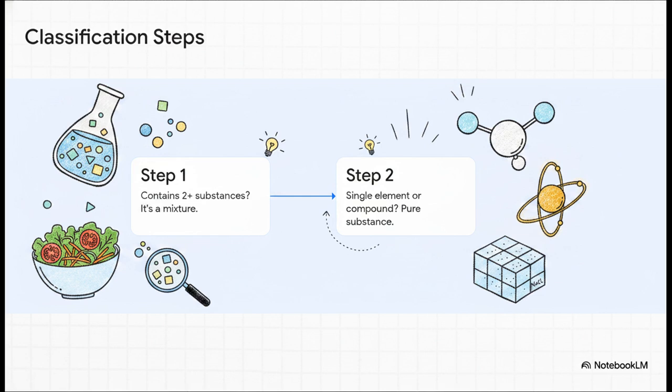Whenever you're stuck, just ask yourself, step 1, does it contain 2 or more different things mixed together? If yes, boom, you have a mixture. If no, you move to step 2. Is it a specific element from the periodic table or a single pure compound with a chemical formula, like H2O or NaCl? If yes, it's a pure substance. Memorize these 2 simple steps and you're going to save precious minutes during your exam.